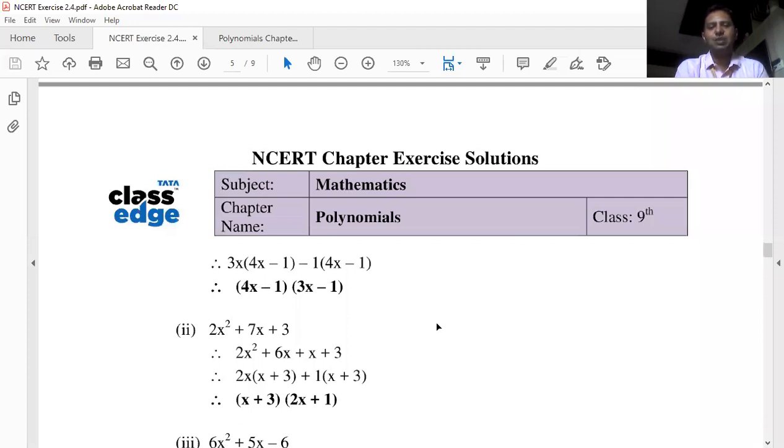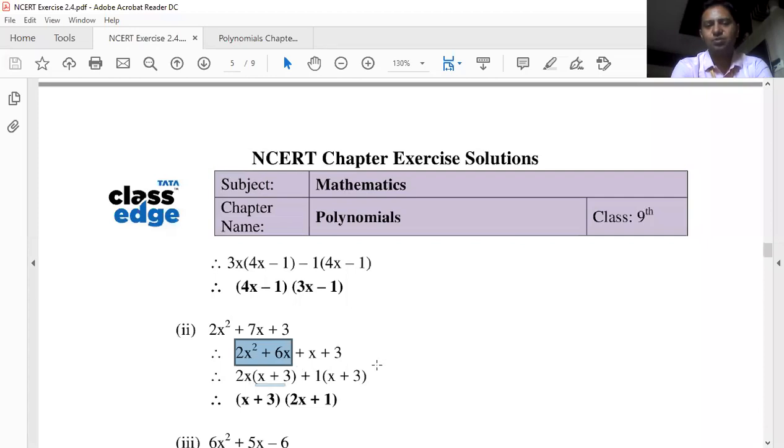That is 6x plus x. So we can write the middle term as 7x as 6x plus x. Now this 2x square as it is and 3 also as it is, we can take 2x common from the first two terms. Out of these two terms, we can take 2x common. While taking 2x common, we're left with x plus 3 from here.